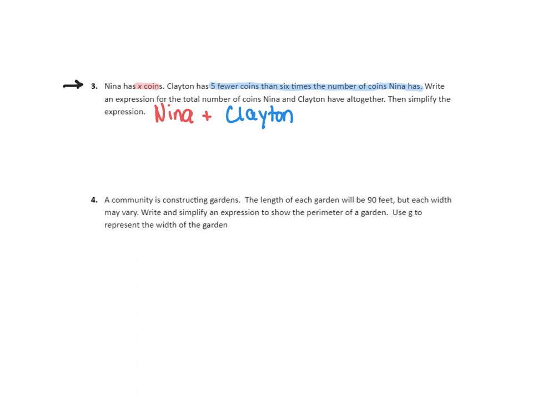So if Nina has x coins, which we don't know how many she has, a certain number of coins. But we do know that Clayton has 5 fewer than 6 times the number that Nina has. So this is all just math speak. Let's start with the 6 times. So 6 times the number that Nina has. Well, the number that Nina has is x. So we're doing 6 times x. 6 times x. And then 5 fewer than that is minus 5.